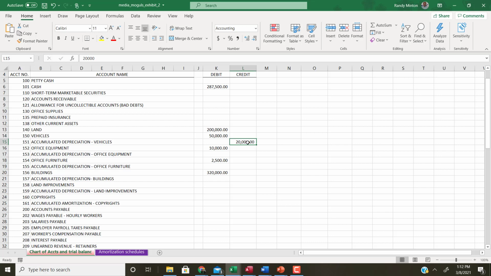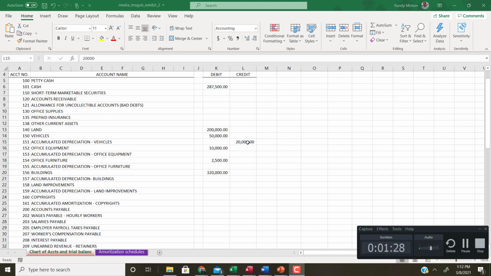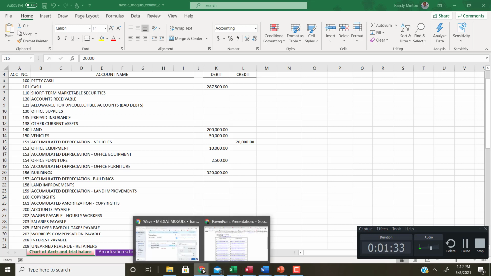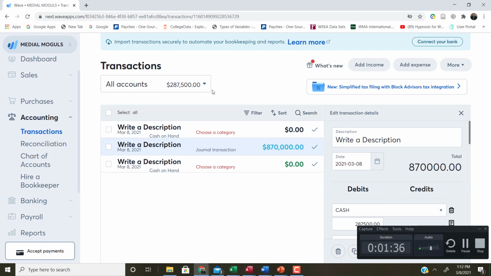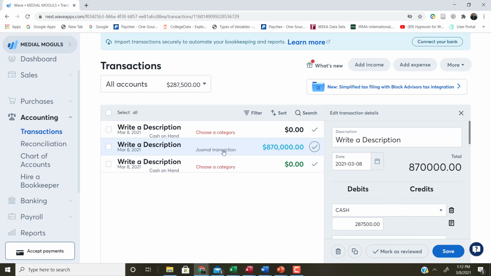Okay, so here's what I did. I went out to the web and found a thing called Wave. I couldn't really do this the way that I wanted to in QuickBooks, because it was already something that had been done in the past. If I wanted to redo it, I was going to have to do it from scratch and erase all the entries that I put in. It's going to be a real pain to do.